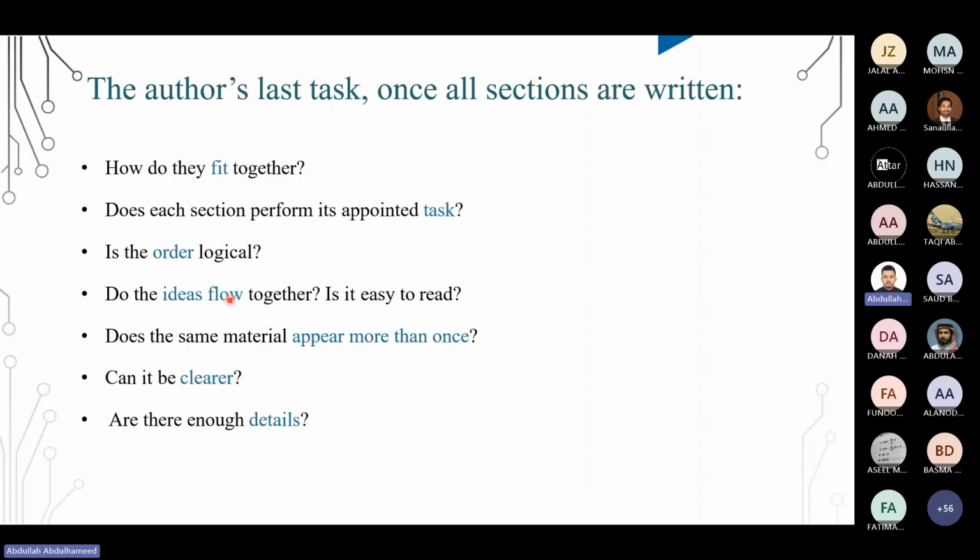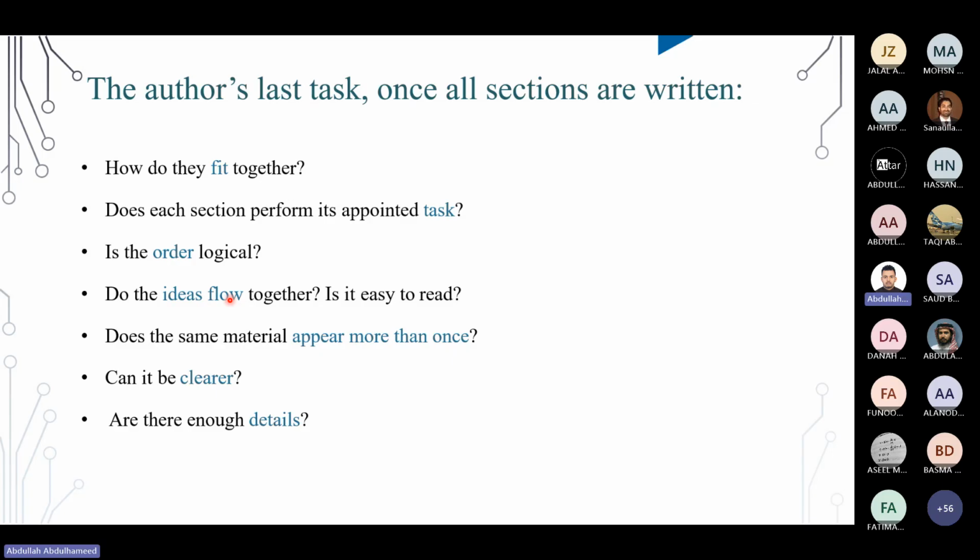Last thing, the author's last task. So now you wrote your paper. You wrote all the elements, all the sections. You completed your paper. So you need to do some things before you submit. Number one, how do they fit together? Make sure that all the formatting and all the sections are in the correct order, and they are fitting together.